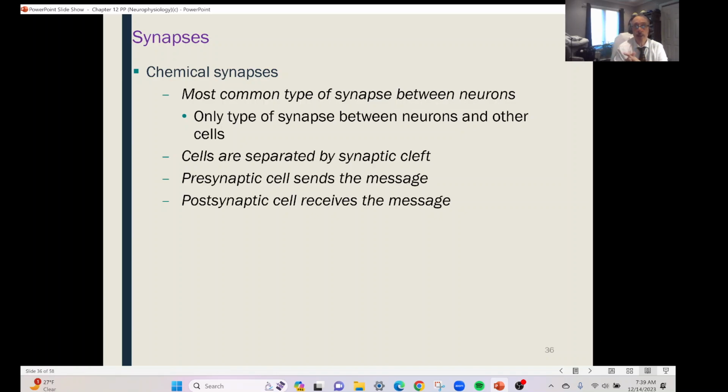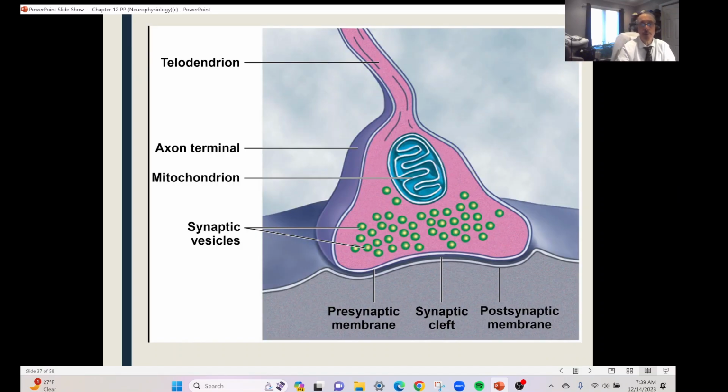Now, these cells that are at the synapse have a separation, right? They're not connected, they're not touching. That separation you can call the synaptic cleft or the synaptic gap. And as I said before, this is just a repeat. The presynaptic cell, that's the one before the synapse, sends the message. The postsynaptic cell, that's the one after the synapse, receives the message.